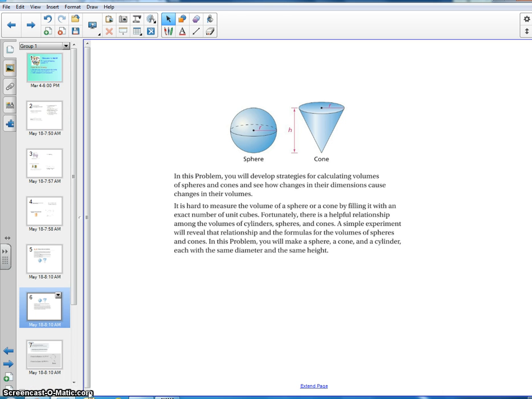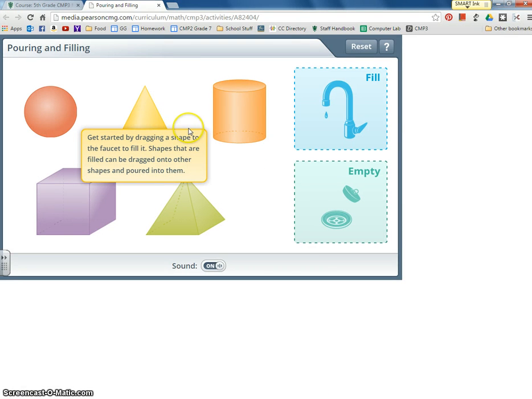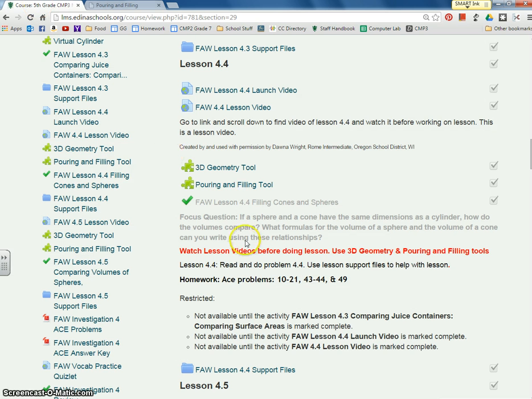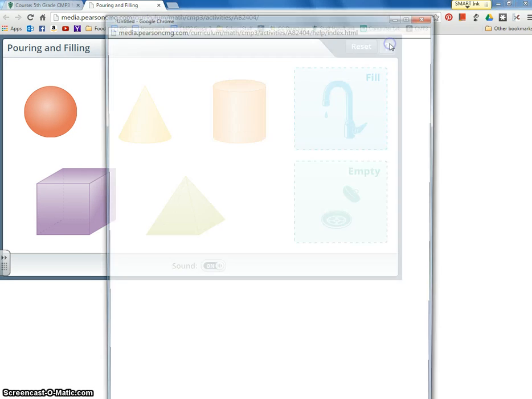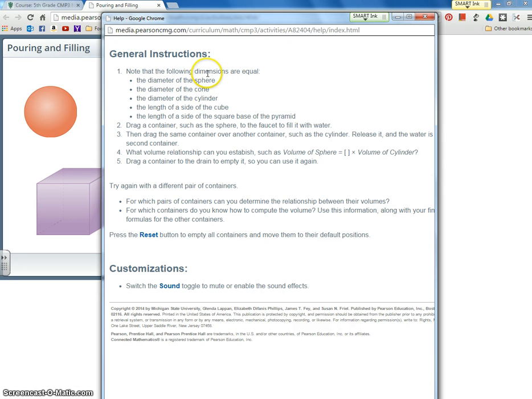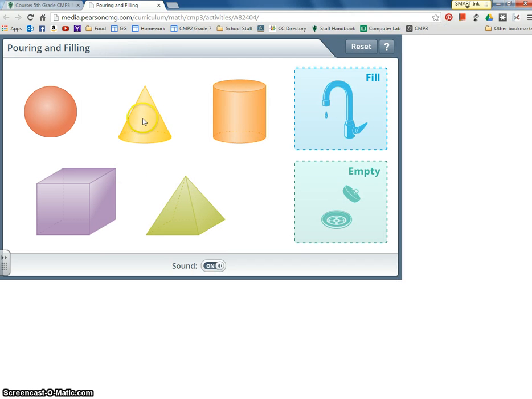So here's where I'm going to show you a tool online to use. This is located on the Filling and Wrapping page. It's called the pouring and filling tool, and all of these have the same radius. It says right here the diameter is the same for the sphere, the cone, and the cylinder, so that's why we can use this. I fill up my sphere with water, and then I can pour it into the cylinder.